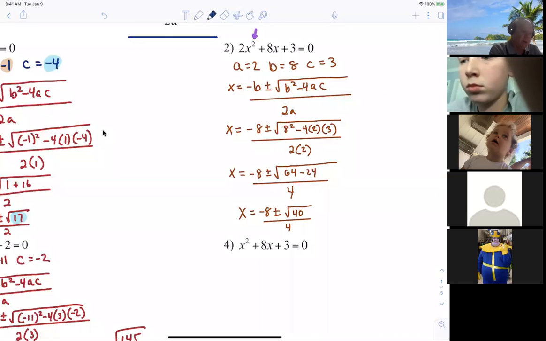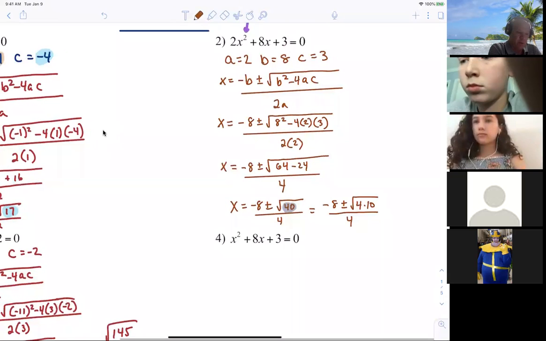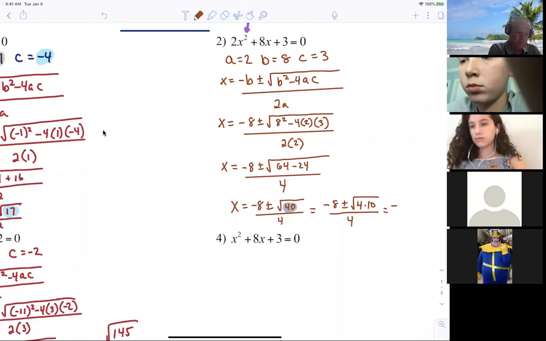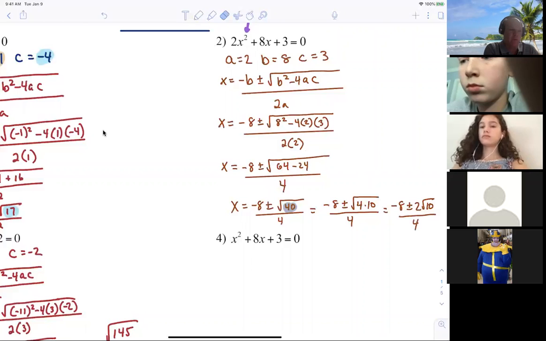Now we have to look back and say, okay, the square root of 40 can be broken down. There is a perfect square. So we're going to go negative 8 plus or minus, 40 is 4 times 10. And now the square root of 4 is 2. Okay, so now we're almost done. But does anybody have any questions with how I broke down 40?